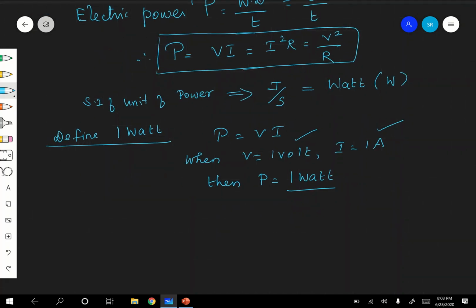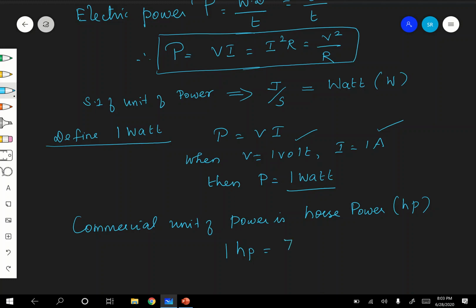Now, what is a commercial unit of power? The commercial unit of power is horsepower, HP. How is it related to the SI unit, watt? 1 horsepower is equal to 746 watt. Is it clear? Hope you're following, children.